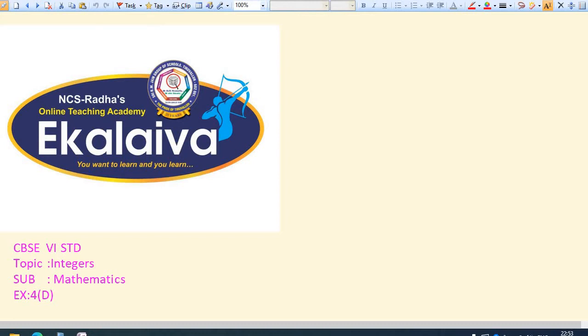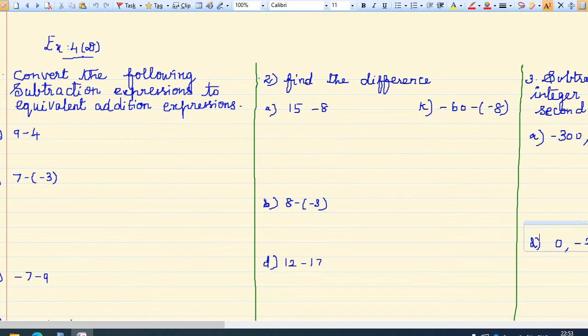Now I am going to discuss the topic integers, exercise 4D. Listen, children. Convert the following subtraction expression to an equivalent addition expression. Here, this minus symbol I am going to write as addition. How can I write this minus symbol as addition?